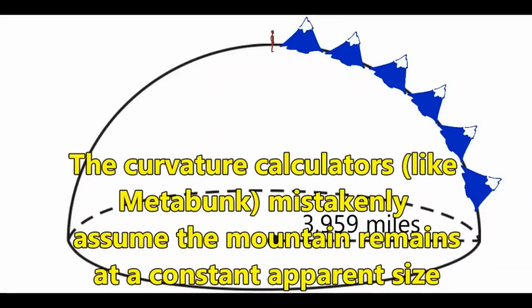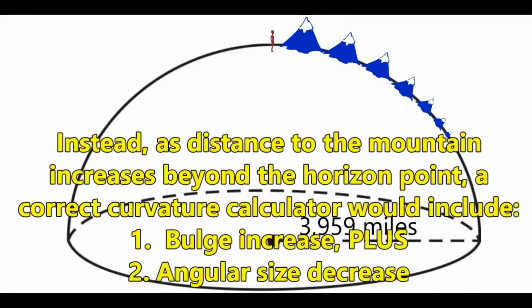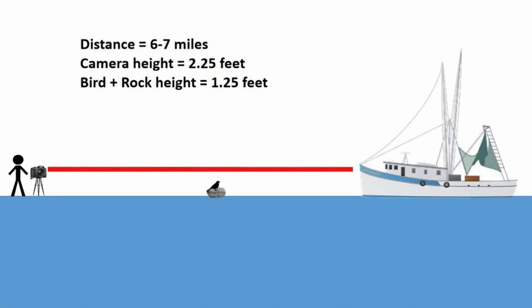For this video, I will present two pieces of video evidence to demonstrate why the globe Earth curvature calculators are all wrong. Example 1. If a camera is placed at 2.25 feet above the water and is filming a boat approximately 6 to 7 miles away, would a bird and rock about 1.25 feet above the water ever be taller than the distant boat as portrayed in this diagram? Does this orthographic view generally represent reality?